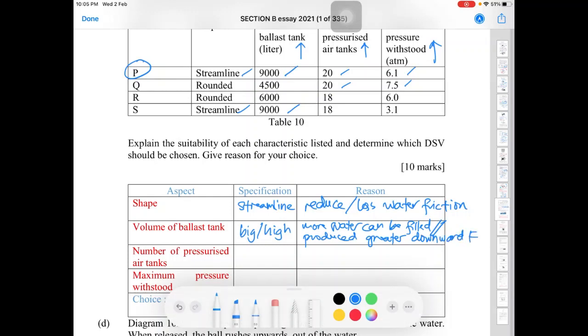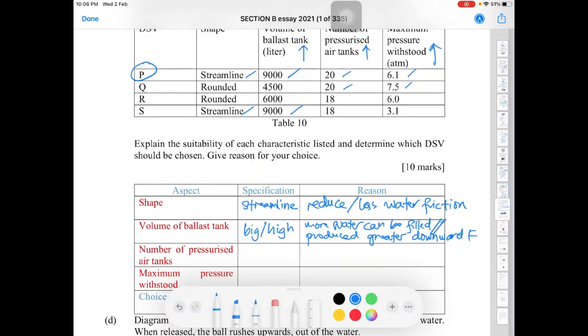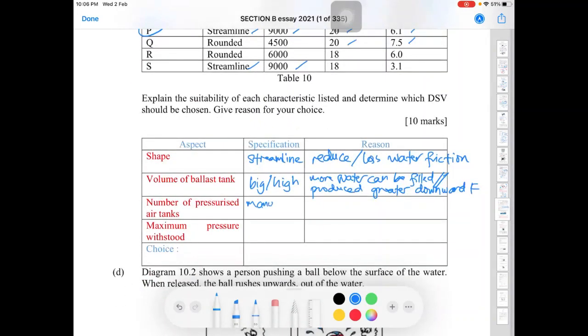Okay, number of pressurized air tank, you nak many. Ada orang nak jawab more, boleh juga. Greater, boleh juga. Okay, so reason dia greater push out seawater. So, bila greater push out seawater, sebab dia pressurized tank banyak, dia akan pressure the water out, jadi dia akan dapat greater upward force.